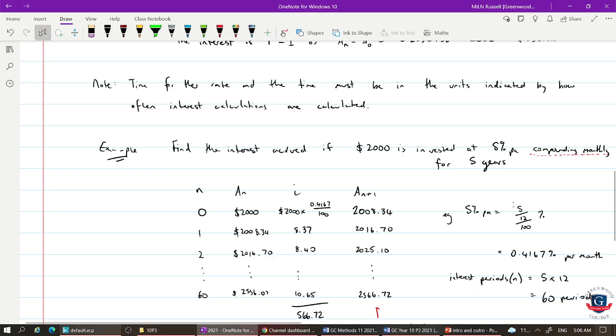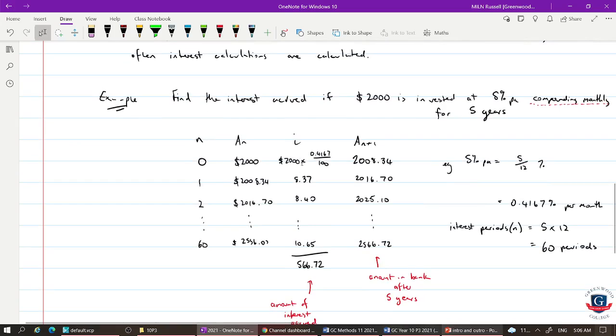That'll give us the rate, which is 0.4167, and then we divide that by 100 when we do the interest calculation to get it as a decimal. And with our interest periods, we know we start with 5 years. There's 12 months in a year, so we're going to have 60 different calculations, 1 per month. Here's the first 2 rows, and then I just extrapolated it and gave you the last row. If we add up this column, we'll get the interest, 566.72.